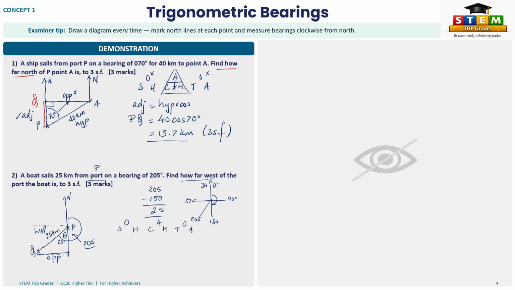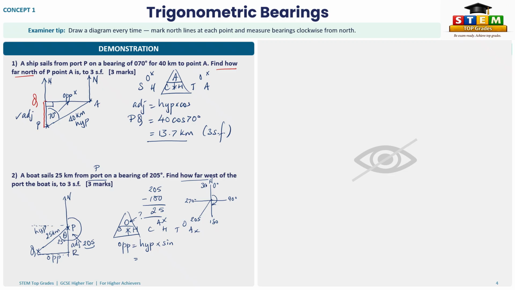If you wish to write SOHCAHTOA, we definitely have no information about the adjacent, so let's remove the adjacent from this. In the end, we're looking for sine. So we're looking for the opposite, and all we've got to do is multiply the hypotenuse. So the opposite is the hypotenuse multiplied by sine, and therefore the distance.